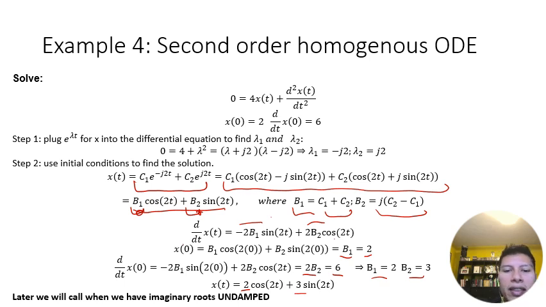We're going to call this solution undamped later when we solve circuits. Undamped meaning that there's no damping because it's just a sine and cosine, but we're going to talk about that in the third lecture of this series.